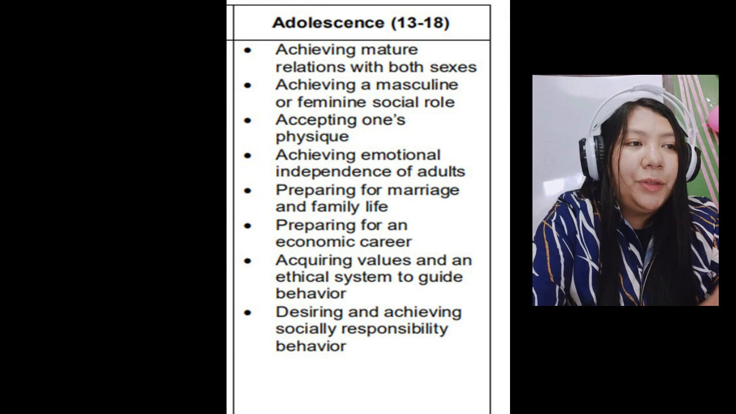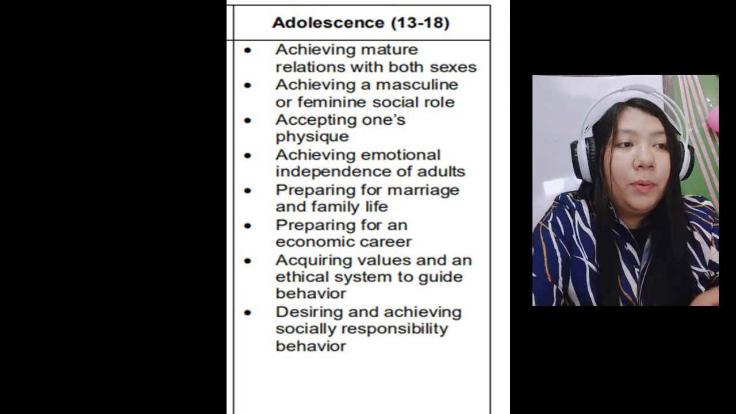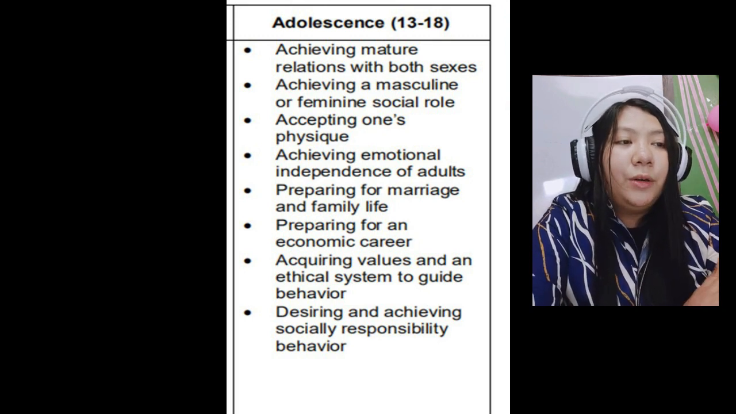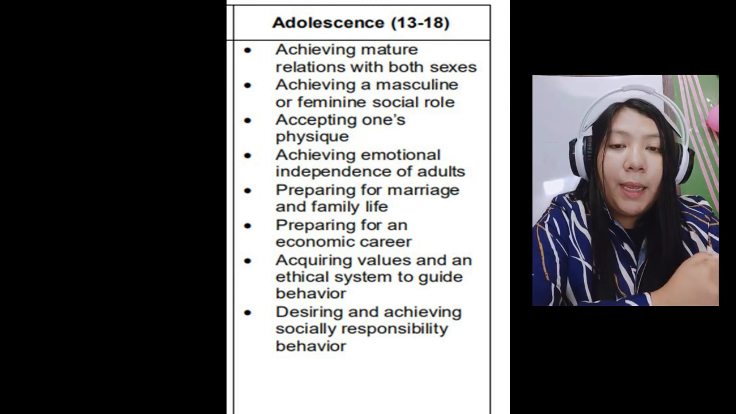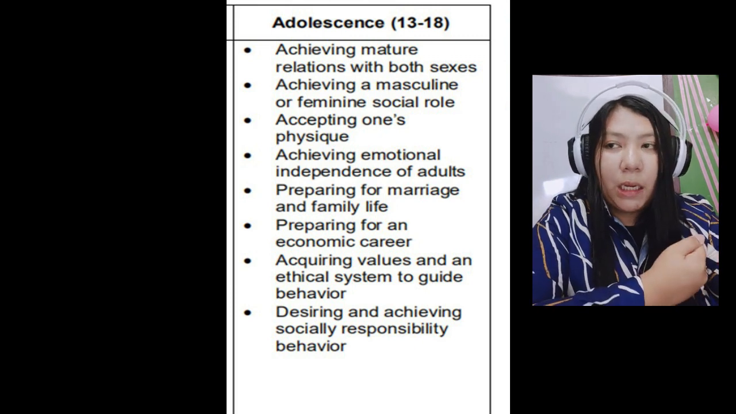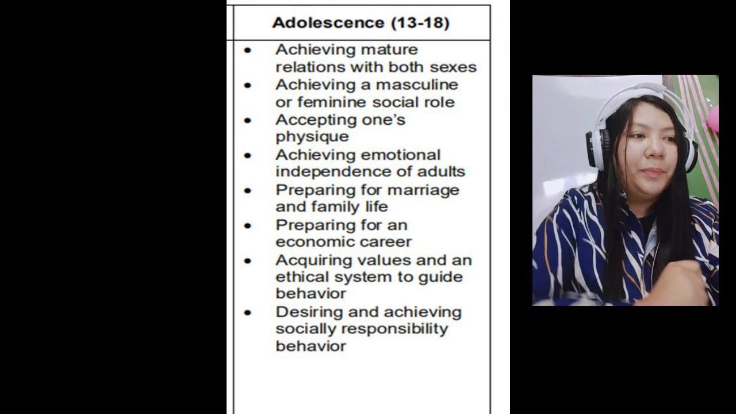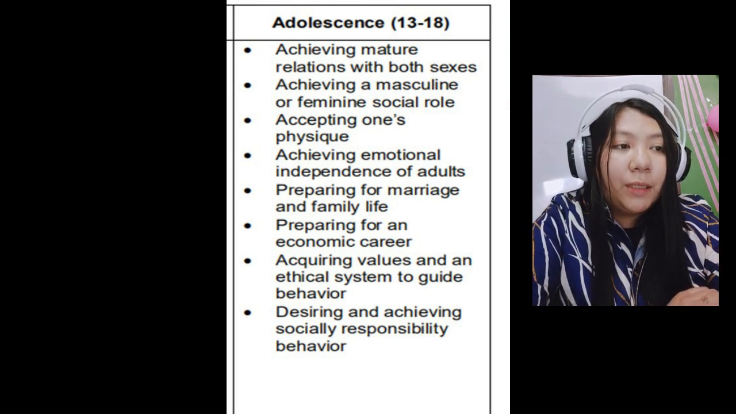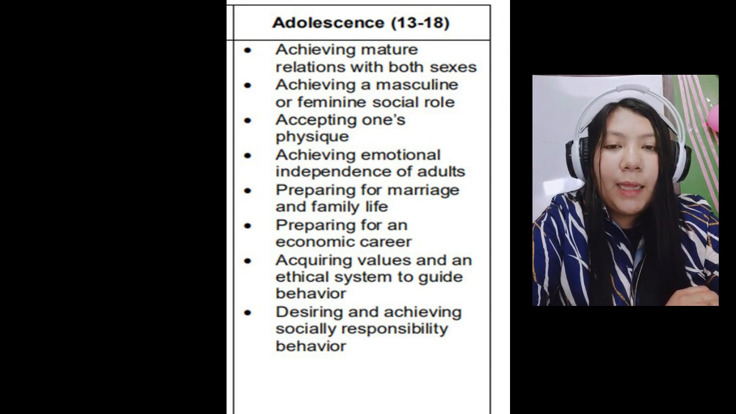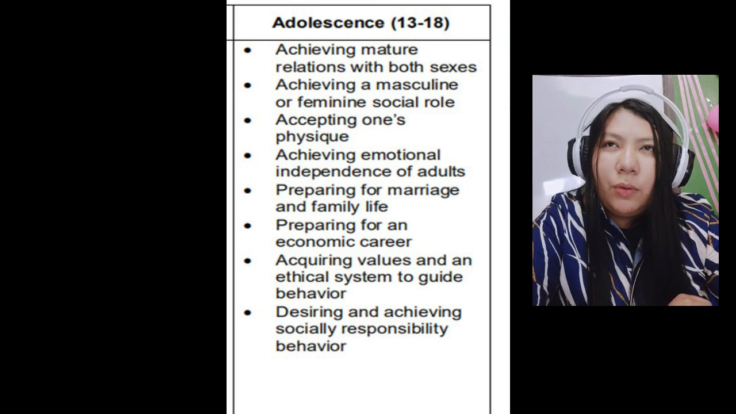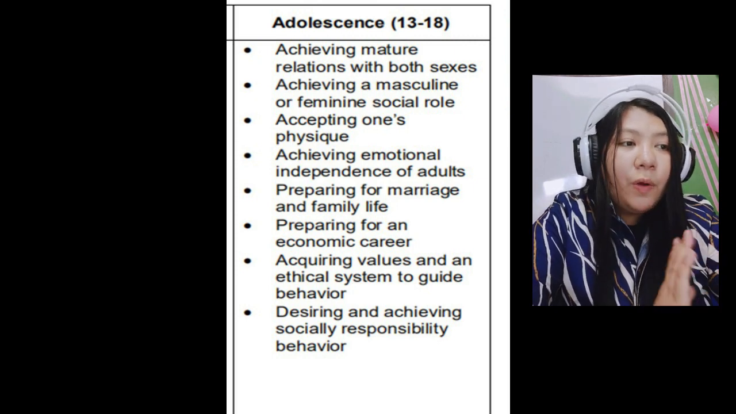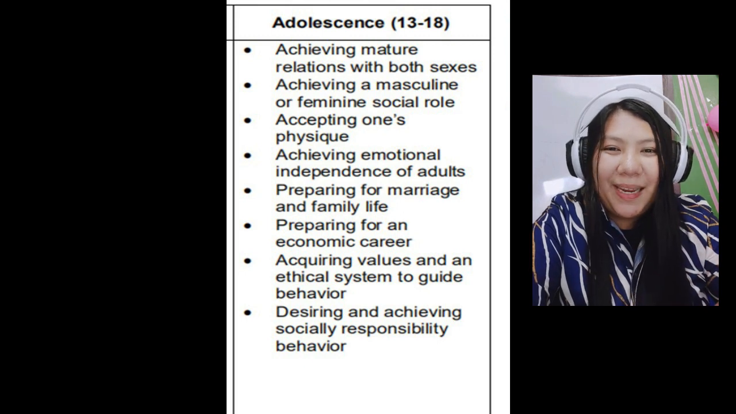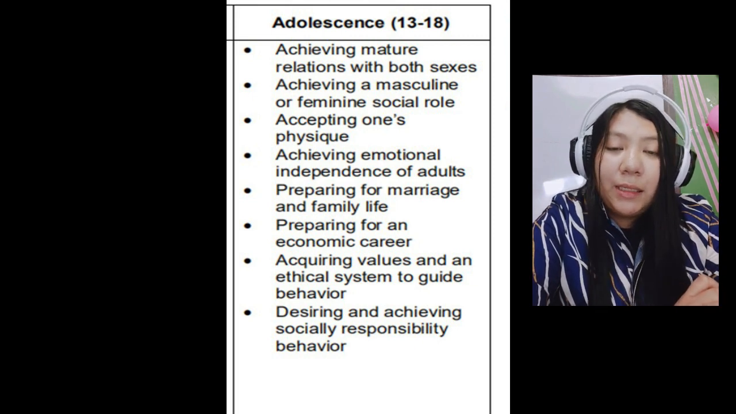Okay. The next, adolescents, 13 to 18, so achieving mature relations with both sexes. Achieving a masculine or feminine social role. So, dito nade-define na talaga nila kung ano yung social role ng babae at lalaki. Accepting one's physique. Natatanggap na natin yung physical condition natin. Achieving emotional independence of adults. So, dito unti-unti natin nakukuha yung emotional characteristics ng mga nakakatanda sa atin because somehow we are preparing for marriage and family life, preparing for an economic career, acquiring values and an ethical system to guide behavior.